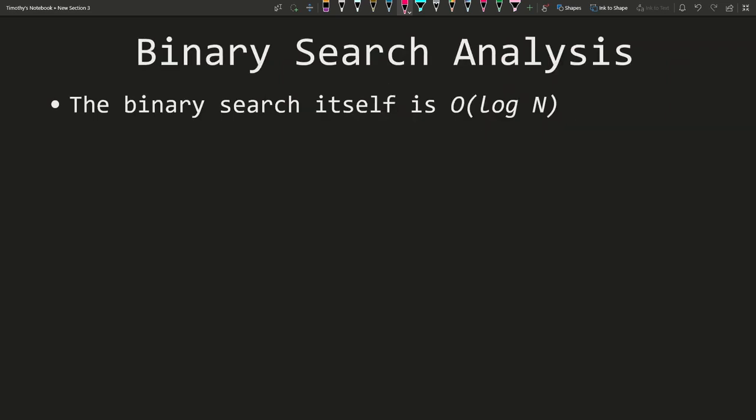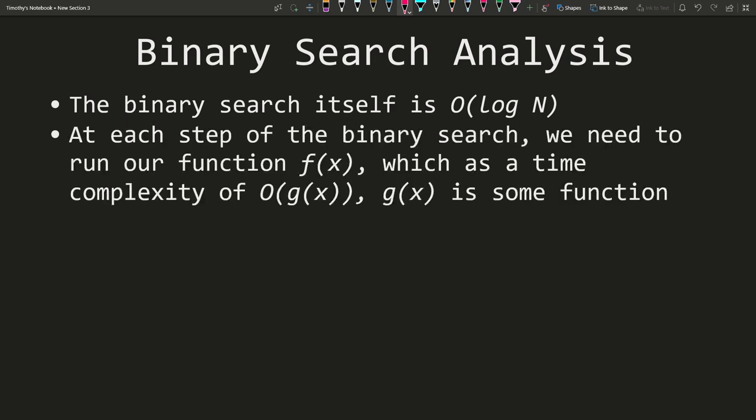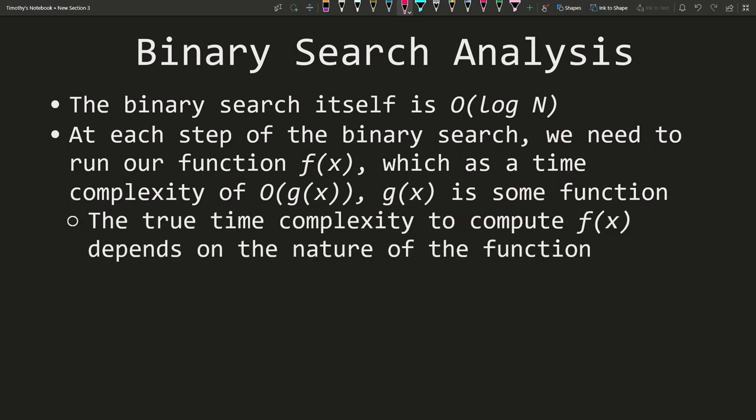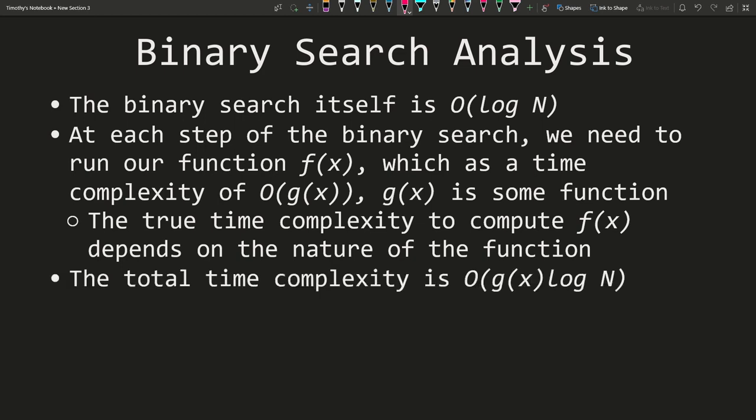Now let's analyze the binary search. The binary search itself is O(log n). And at each step of the binary search, we need to run our function f of x, which has a time complexity of O(g(x)), where g(x) is some other function. The true time complexity to compute f of x depends on the nature of the function. And so the total time complexity is O(g(x) times log n).